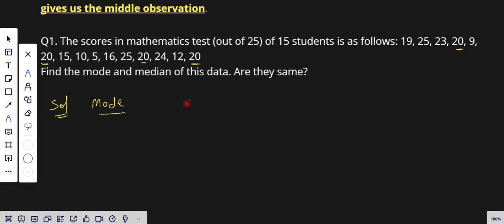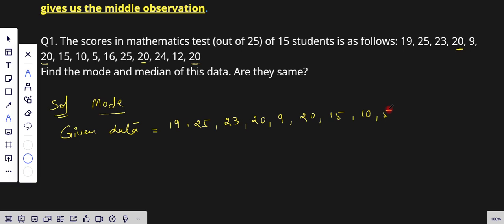So what will you say? You will say that the given data, that is 19, 25, 23, 20, 9, 20, 15, 10, 5, 16, 25, 20, 24, 12, and 20, here you can observe that 20 is appearing 4 times in these observations.